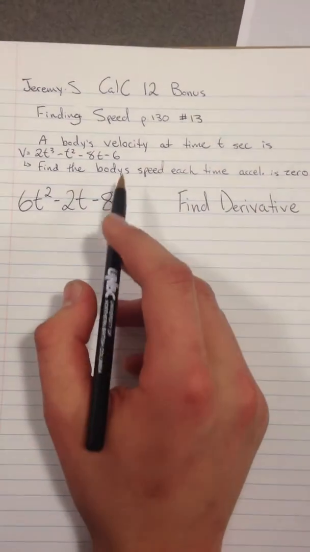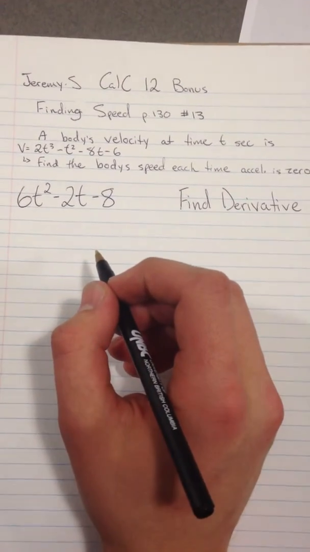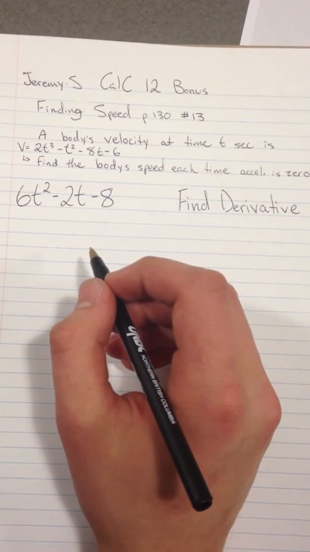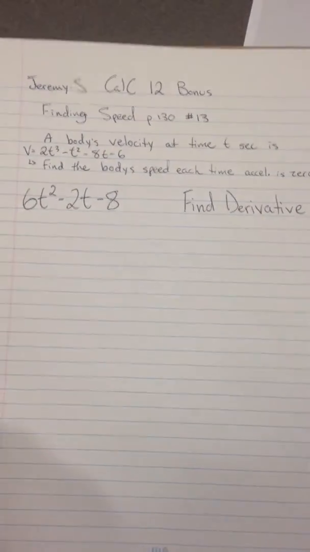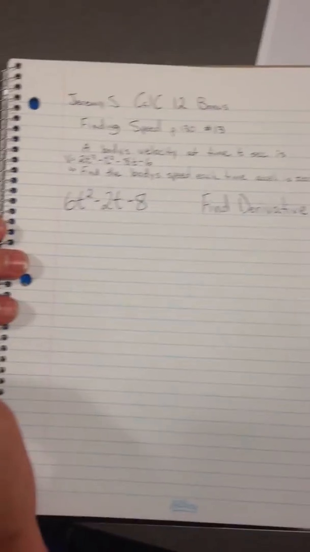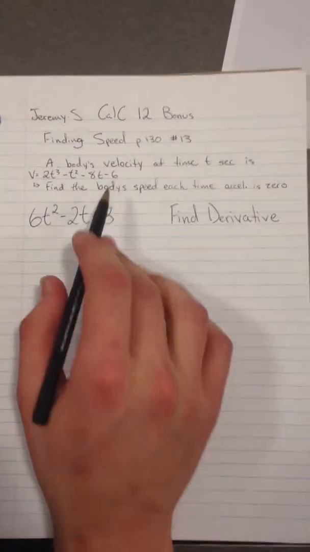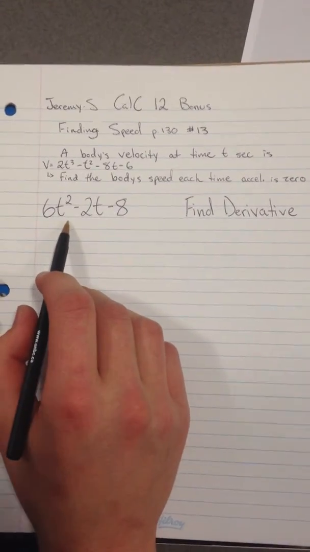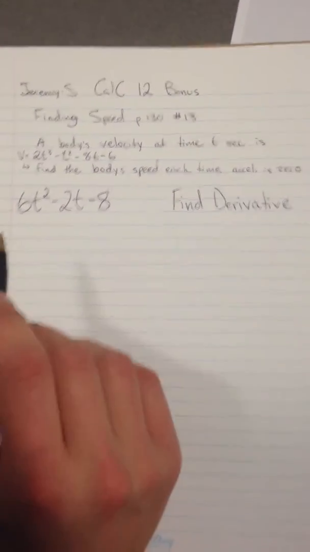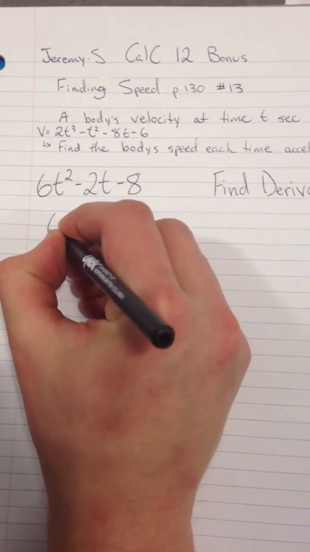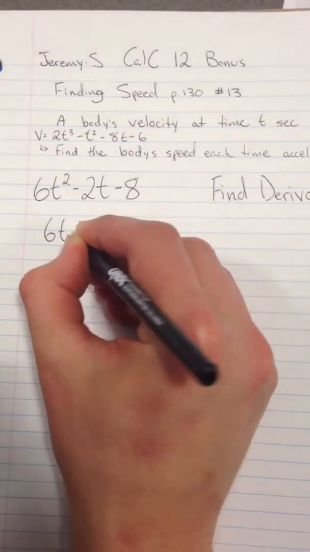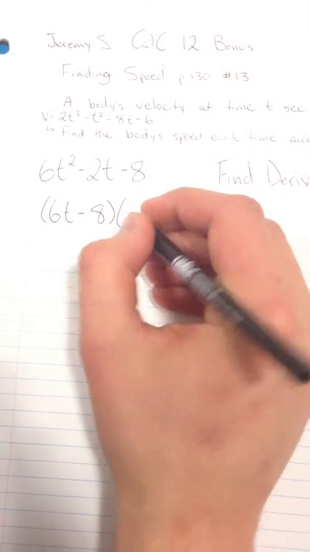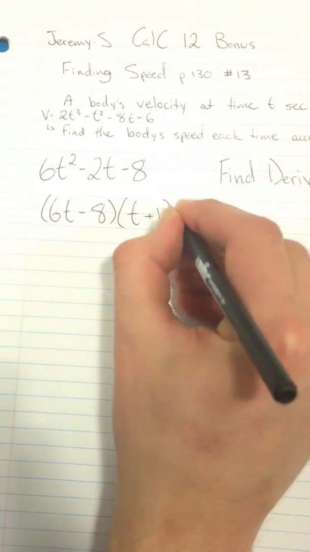And our last term is negative 6. For any coefficient without a variable, to get the derivative we simply put it to 0, because there are no exponents of the variable. So that would be just 0. Now that we have our derived equation, we can factor this equation. The factored form of this trinomial would be 6t minus 8 times t plus 1.